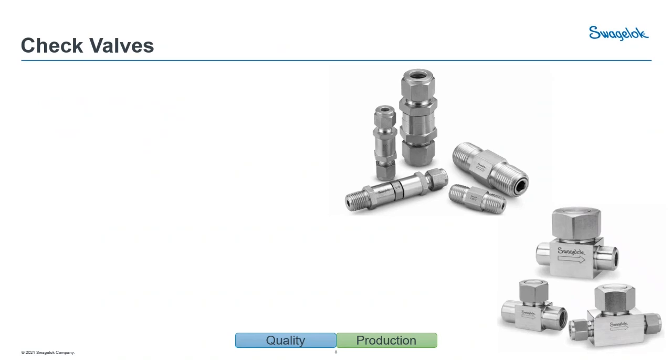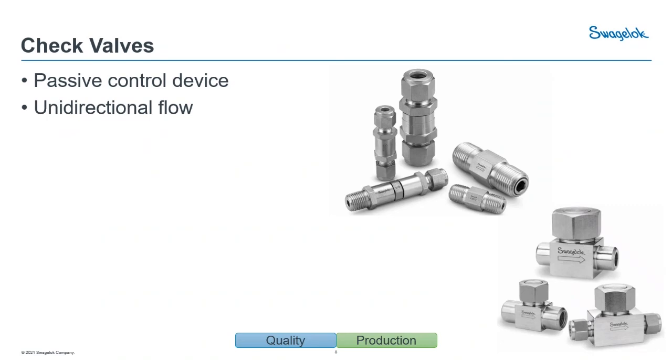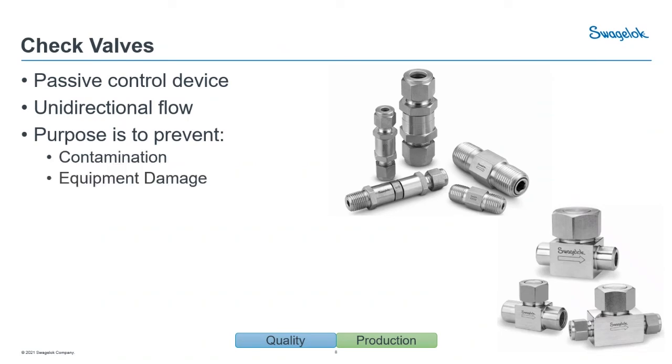All right, so we're going to move into check valves now. Check valves are also known as a passive control device. There's no manual actuation required. They're designed to allow fluid to flow in only one direction, and that's the direction that you intend it to flow. Their main purpose is to prevent backflow in the system. In doing that, we're helping to prevent contamination of your source fluid.